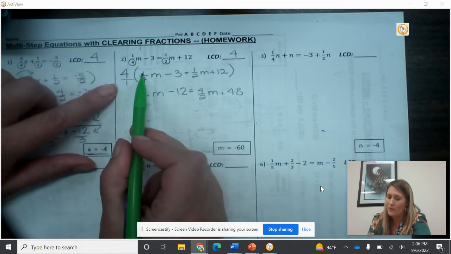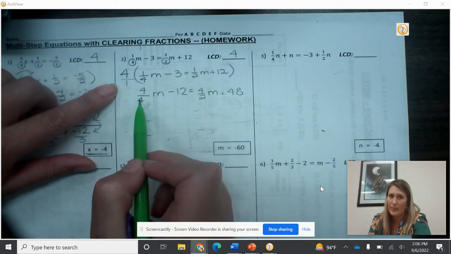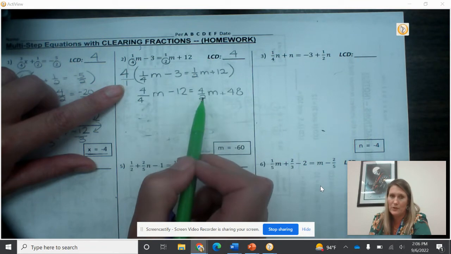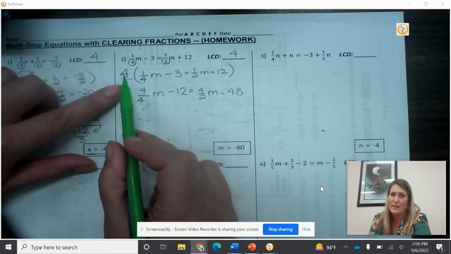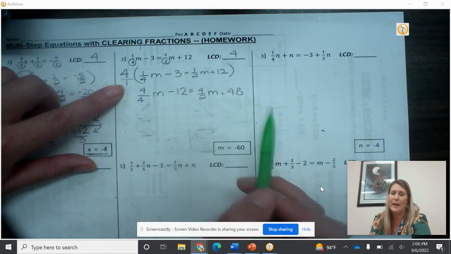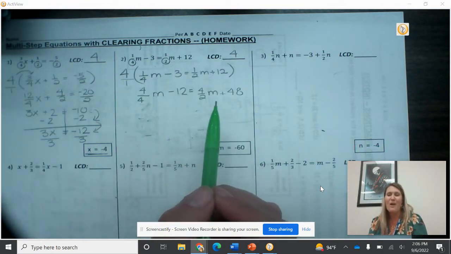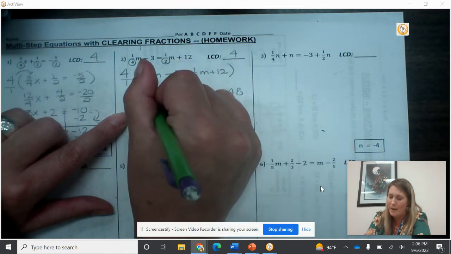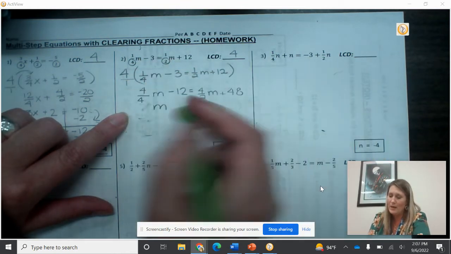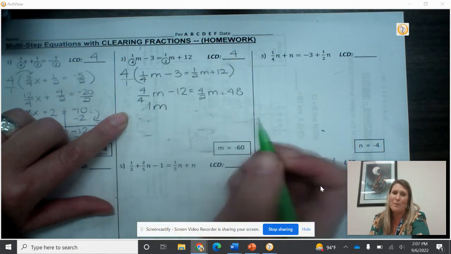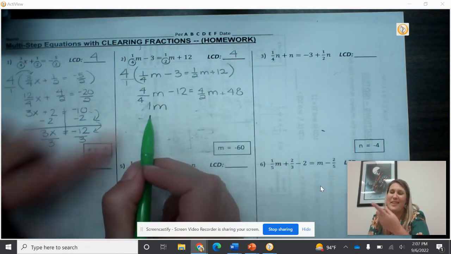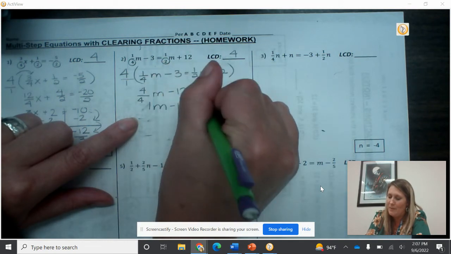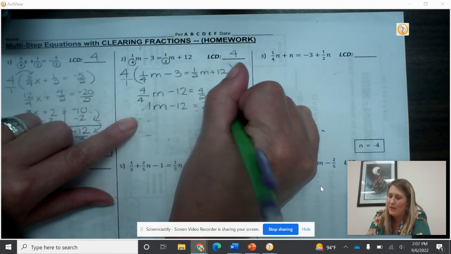So 4 times 1 is 4. 1 times 4 is 4. 4 times 3, 12. 4 times 1 is 4. 1 times 2 is 2. And then 4 times 12 is 48. Okay. So this still isn't really helpful because we still have fractions, but if we reduce those, 4 divided by 4 is just 1m. I can put a 1 in there, but it's that invisible math where if I don't put a 1, we still know there's 1m there. Okay, minus 12, 4 divided by 2 is 2 plus 48.